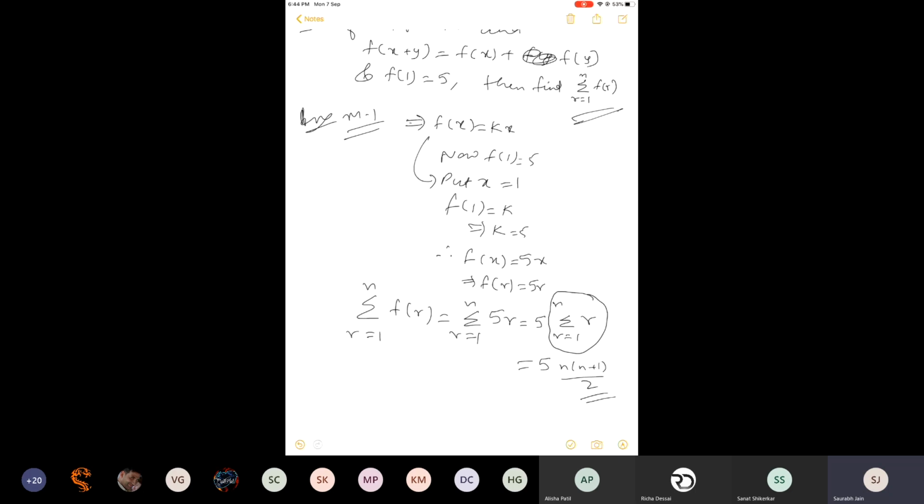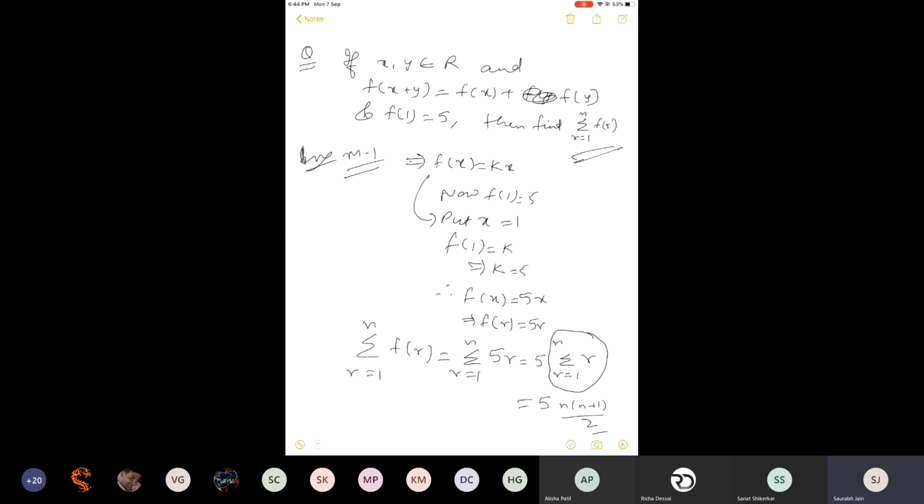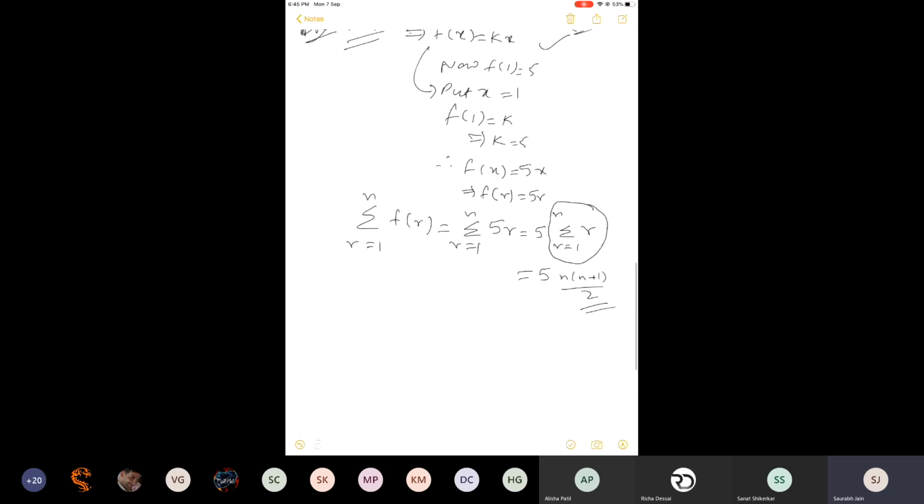Now suppose that you forget this thing that f(x) is kx. Then you will have to apply the concept that x and y are real numbers, and obviously your observation and your thought is required if you do not remember the results. So how to proceed if you do not remember the result? x, y belongs to R. That means I am free to put any x and y. And f(x plus y) is equal to f(x) plus f(y). And f(1) is 5. This is given.